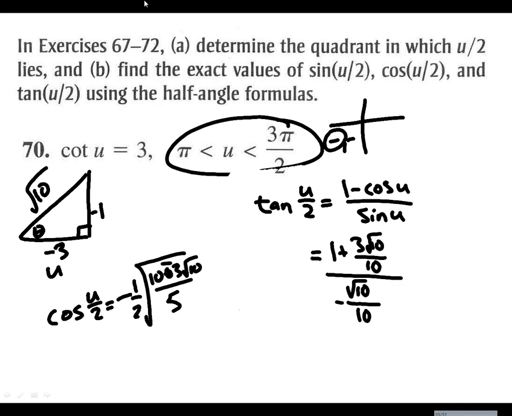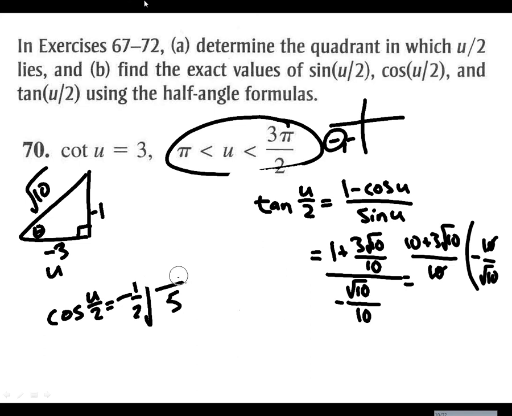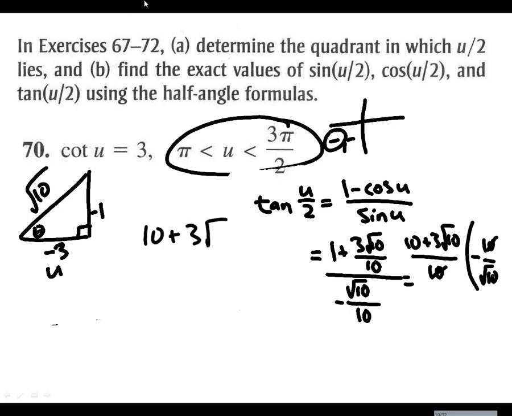All right, so on this one, we can flip this over, the rad 10 over 10 flipped over. We can say 10 plus 3 rad 10 over 10 times negative 10 over rad 10. Cancel your 10s. And so what are we going to end up with here? We'll have 10 plus 3 rad 10 all over rad 10.